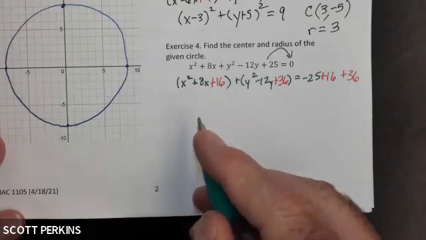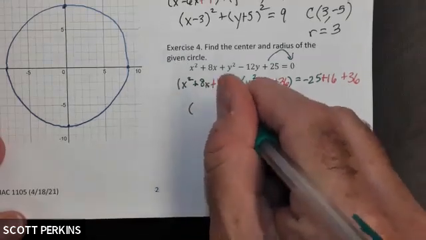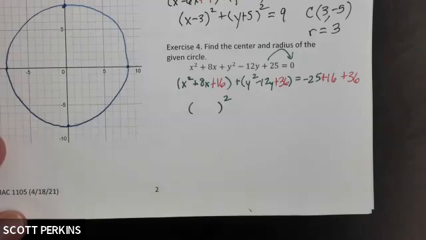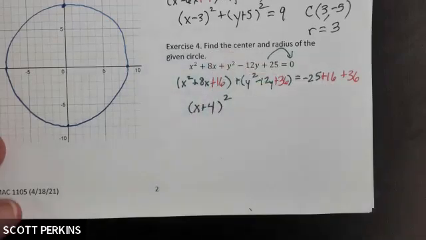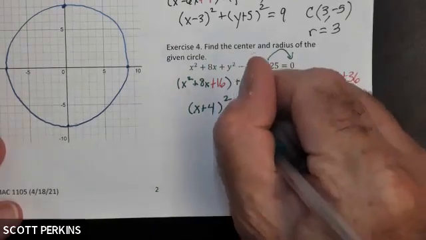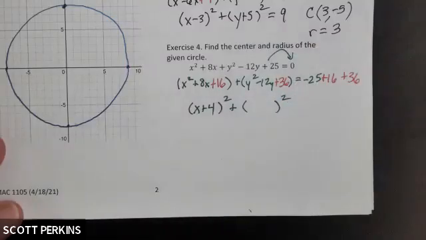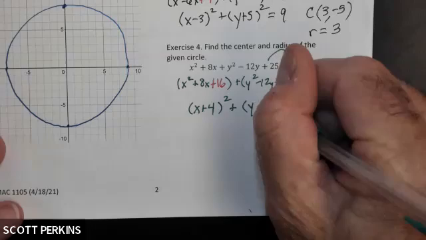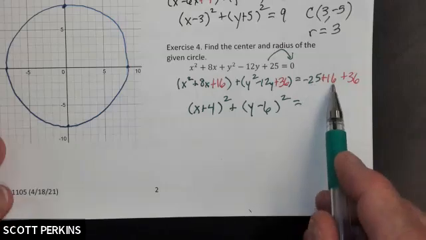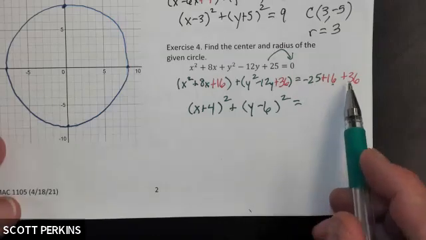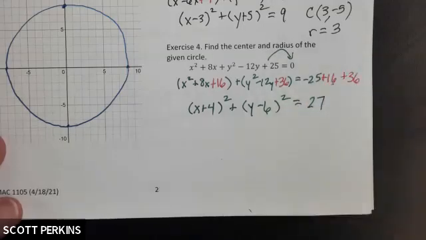So now x squared plus 8x plus 16 becomes what squared? Beautiful. Thank you for your boldness. I love it. X plus 4 squared plus, and then here, y squared minus 12y plus 36 becomes what squared? Yes, that is great. Y minus 6. And then when I add these numbers up, negative 25 plus 16 is negative 9. Negative 9 plus 36 is 27. You got that? You've done fantastic.